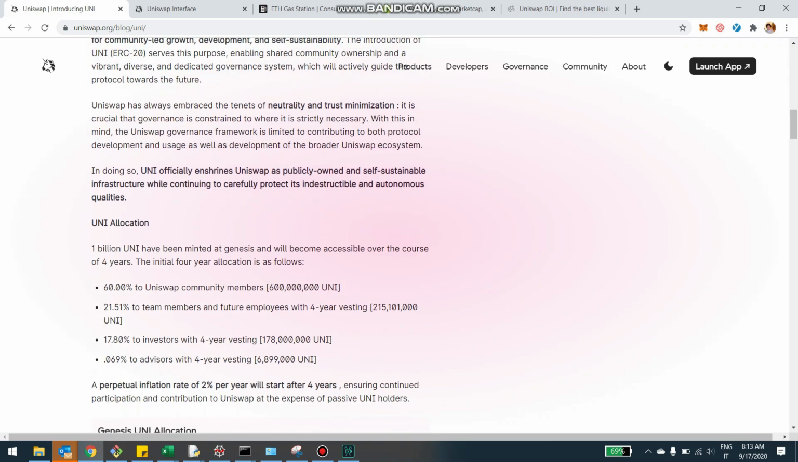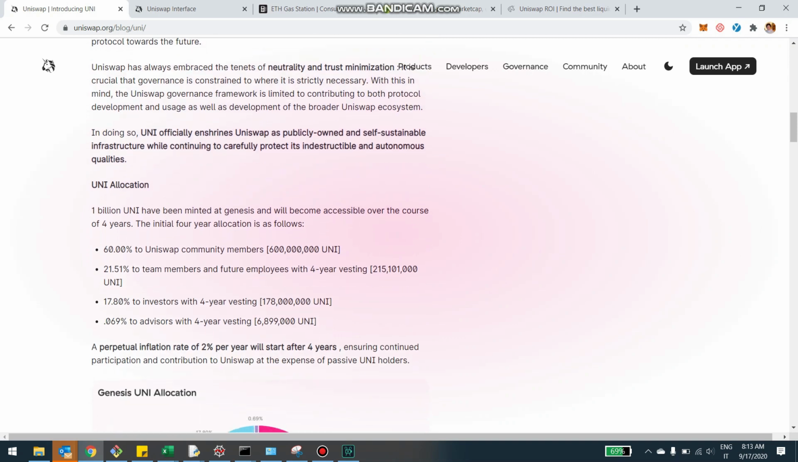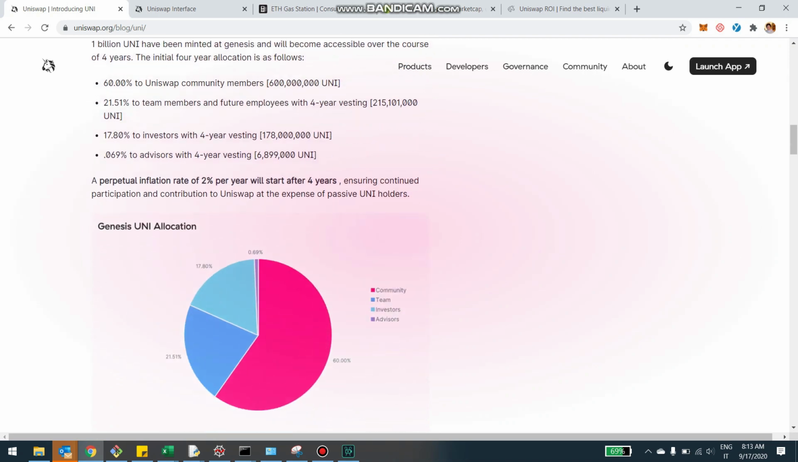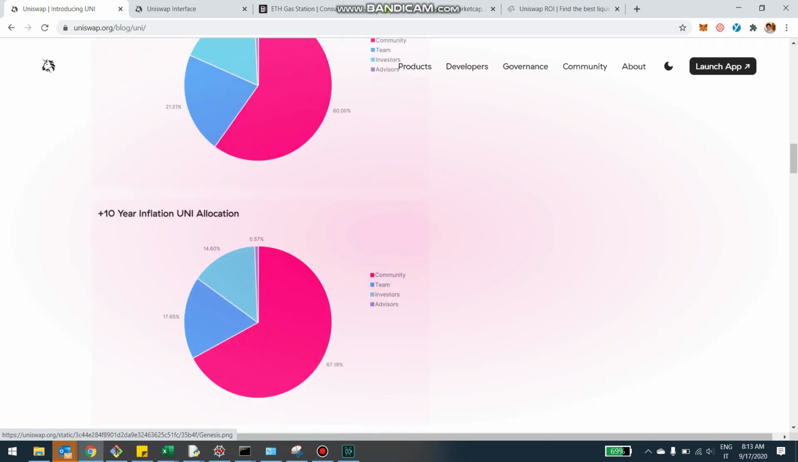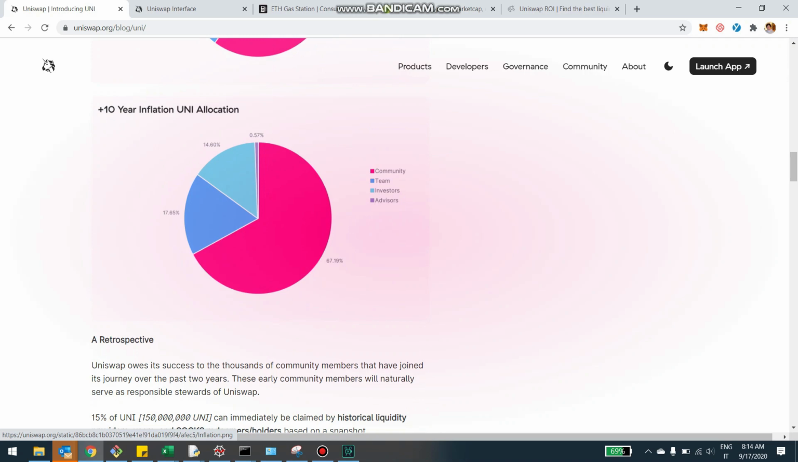There has been 1 billion UNI that have been minted at the inception of the token. Now, 60% of them will be distributed to the community members. The other 40% will be split between the team, investors, advisors, and so on. There's also going to be a perpetual inflation rate of 2% past the initial 4 years to maintain some incentive for new people to come on board.